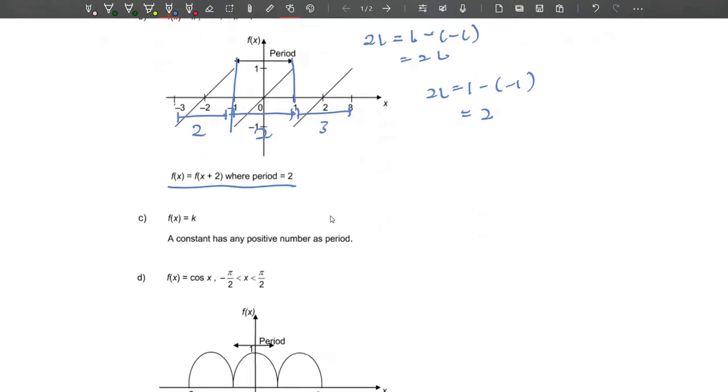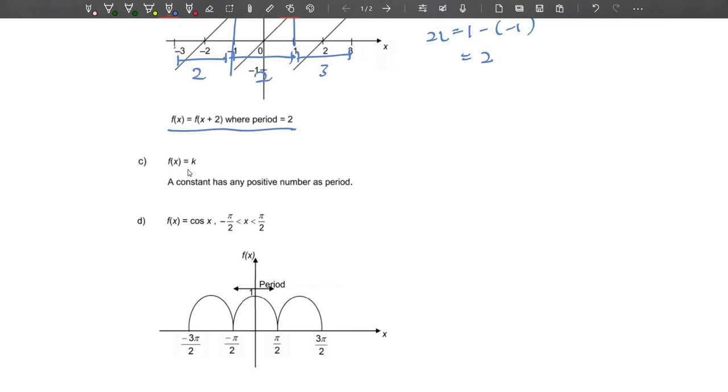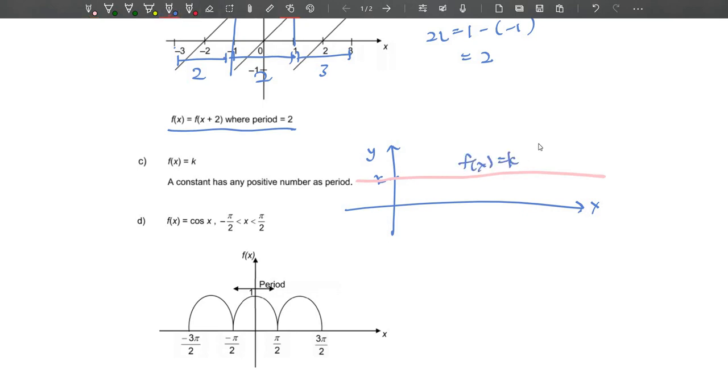For the next one, c, we have f(x) equal to k, which means this is a constant. A constant has any positive number as its period. Let's say here is x and here is y. We have f(x) equal to k. Let's say this is where k is, so the line should be this. So here is f(x) equal to k.